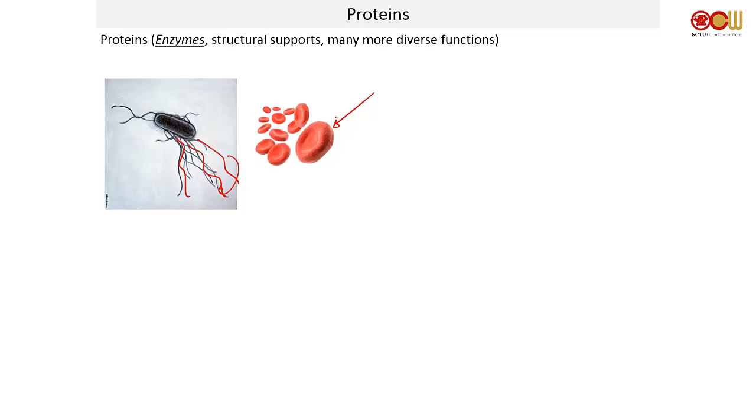Your red blood cells, okay? Inside of these, you got a lot of these things called hemoglobin. Hemoglobin does what? It carries molecular oxygen. Okay, so it binds oxygen. So it has that function.